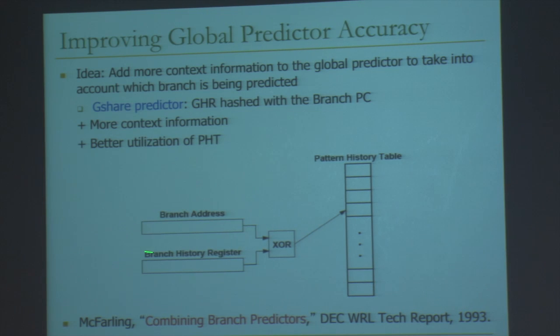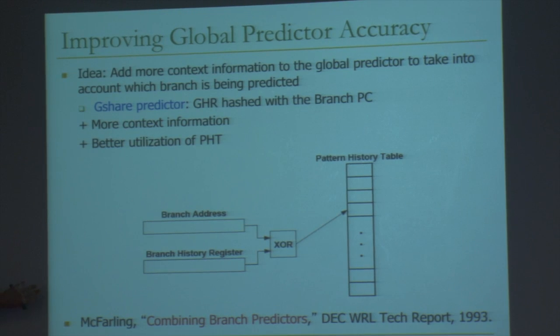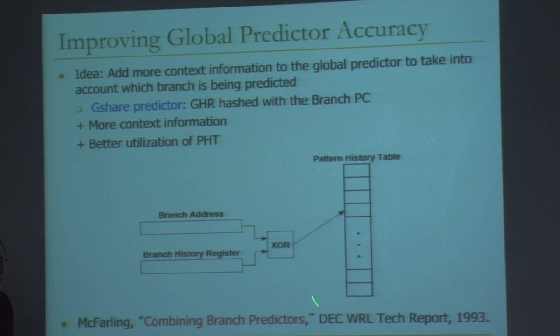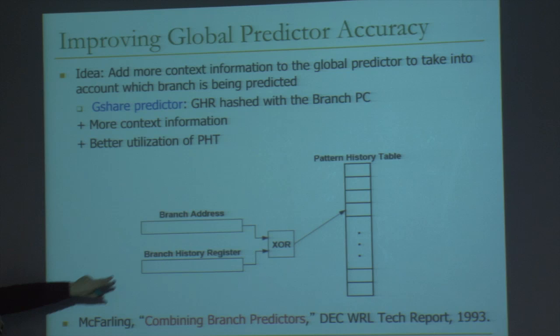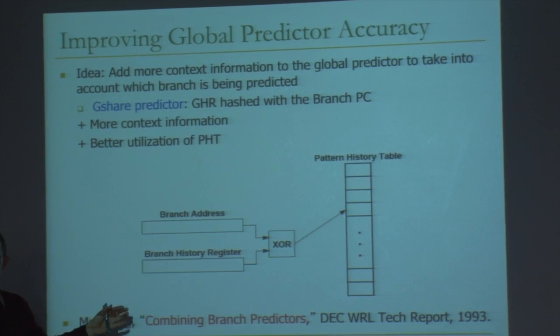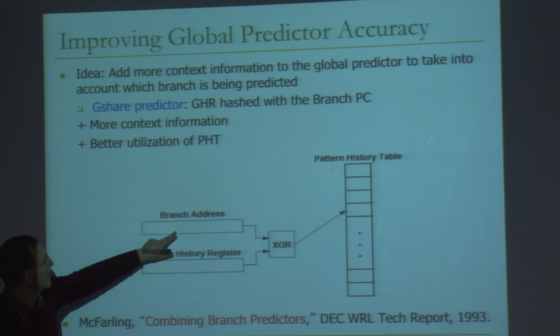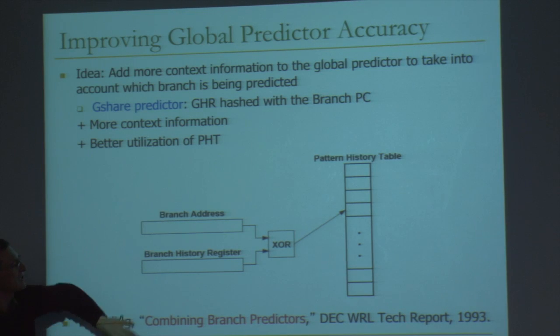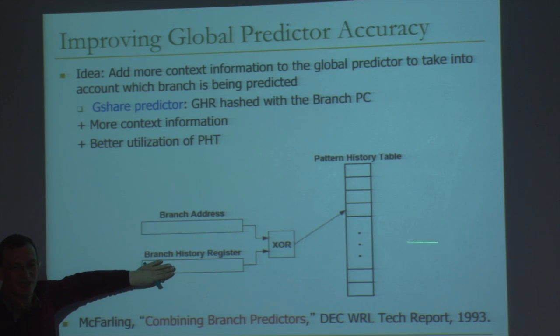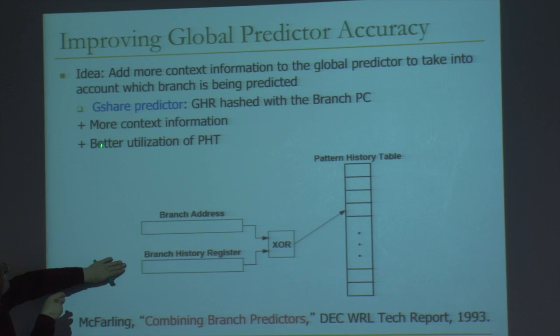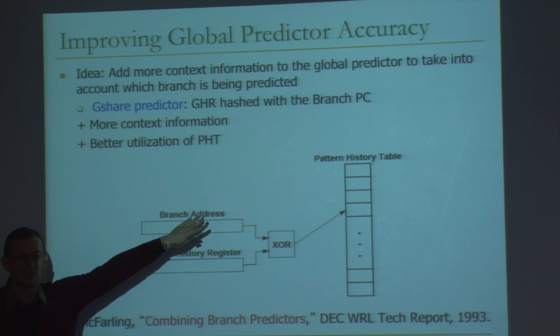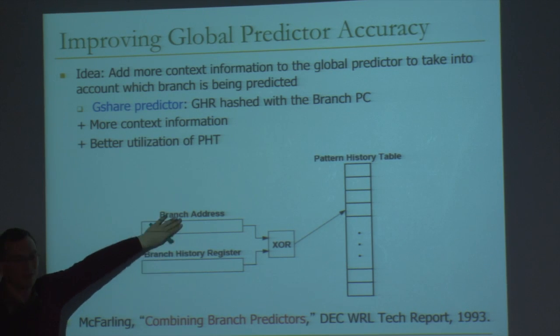Whenever you do this kind of hashing, you're distributing information across this table. Right? For example, think about it. If your branch history register is all 1s, everything maps to here. Right? But now if you XOR it with different branch PCs, you're distributing that information across the table. So you get better utilization of the PHT, pattern history table. You're reducing interference across different branches.